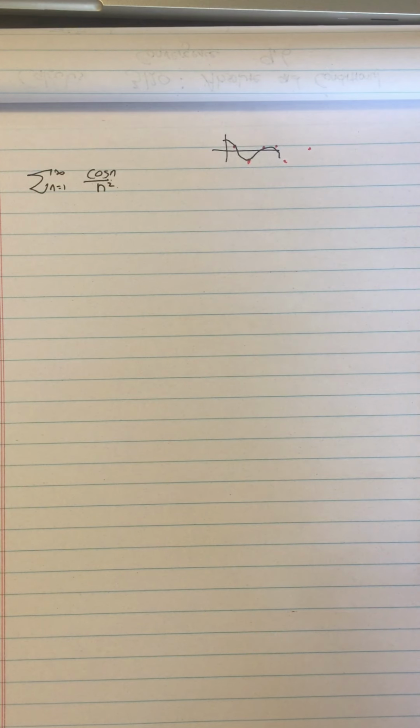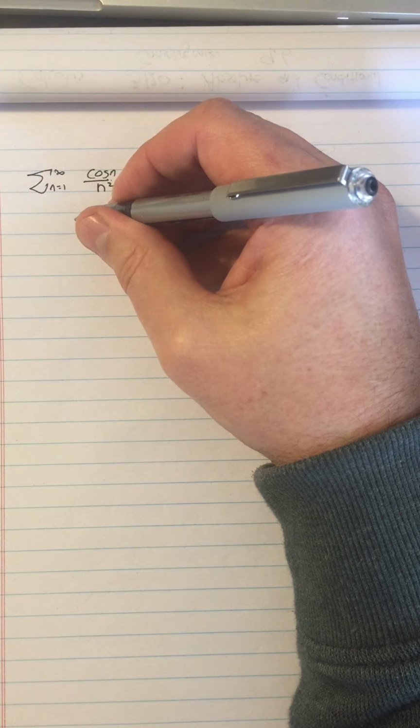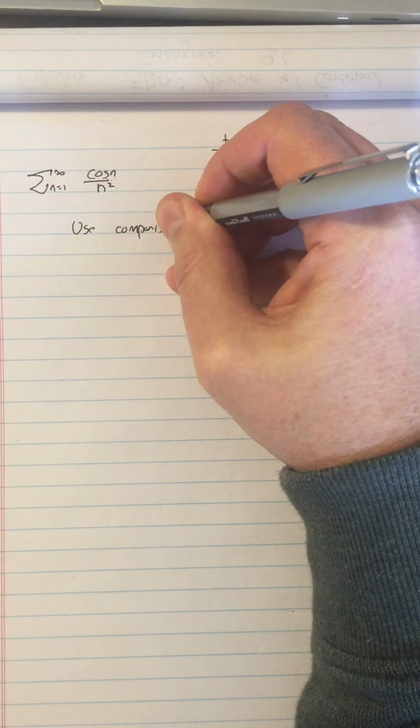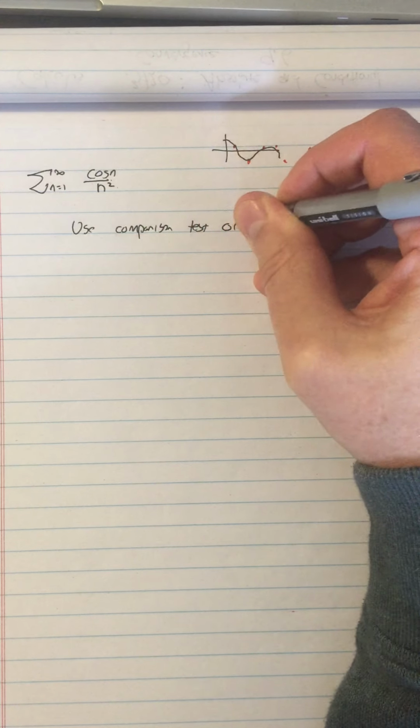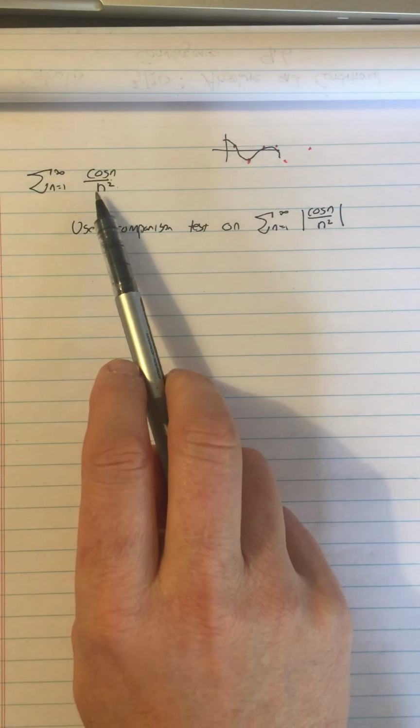So what we can do is say, all right, I can't use comparison test on this sequence as it is, but what I can do is use comparison test on the absolute value of this series, the sum from n equals 1 to infinity of the absolute value of cosine n over n squared. The reason that the absolute value benefits me is that now that the terms are positive, I can use comparison test. Remember, you can't use comparison test if some of the terms are negative. So now all the terms are positive.